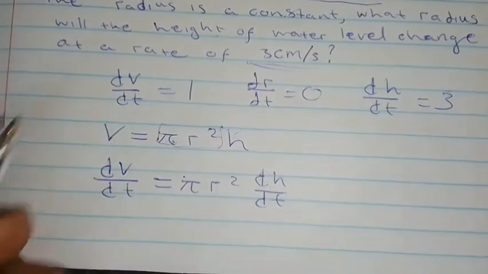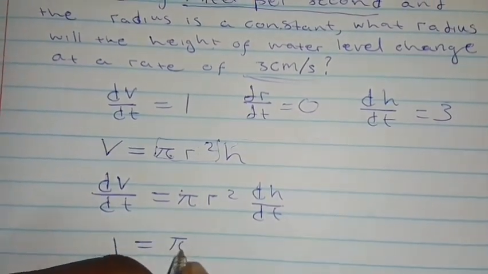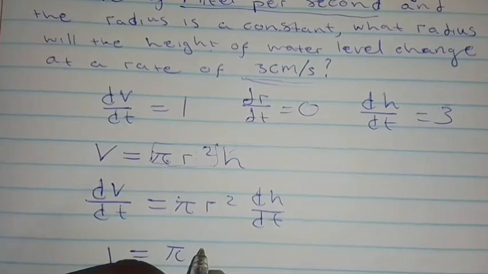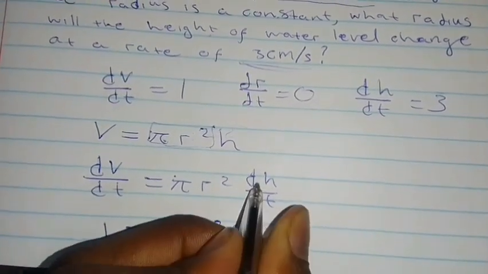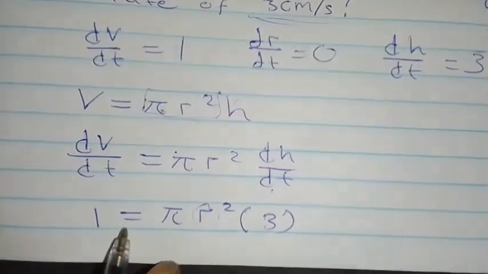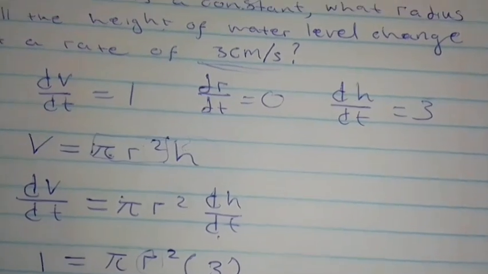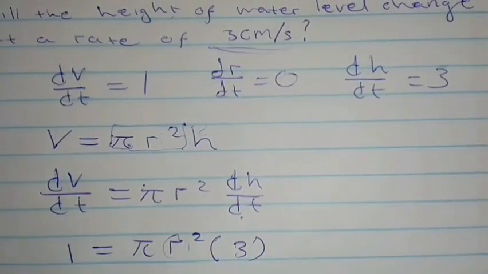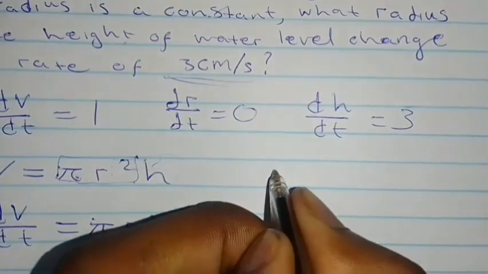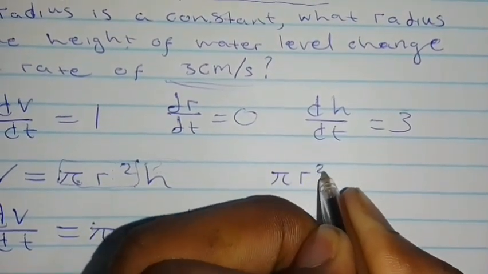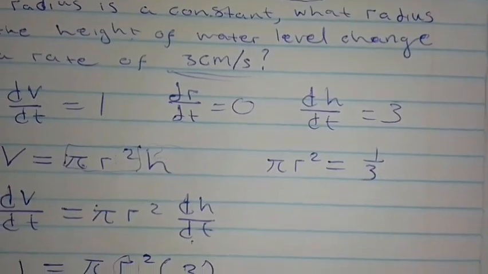Now you're just going to plug in the values. You have dv over dt equals 1. Then you have pi, and then you'll have r squared, which is r is the variable that you're looking to solve, and dh over dt is 3. Now you can just simply divide both sides by 3. If you divide both sides by 3, you'll have pi r squared equals 1 over 3.